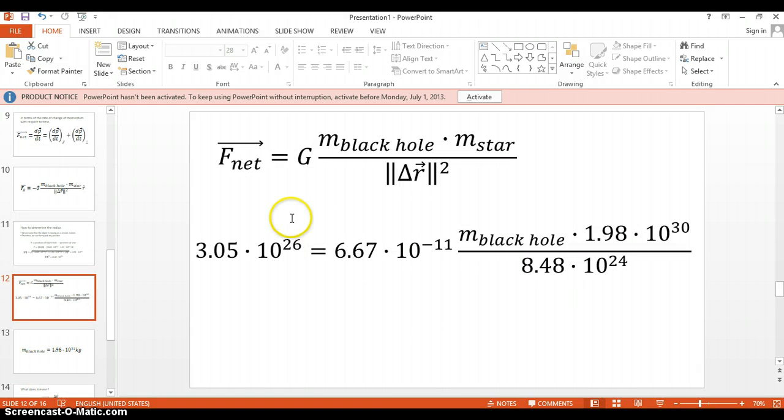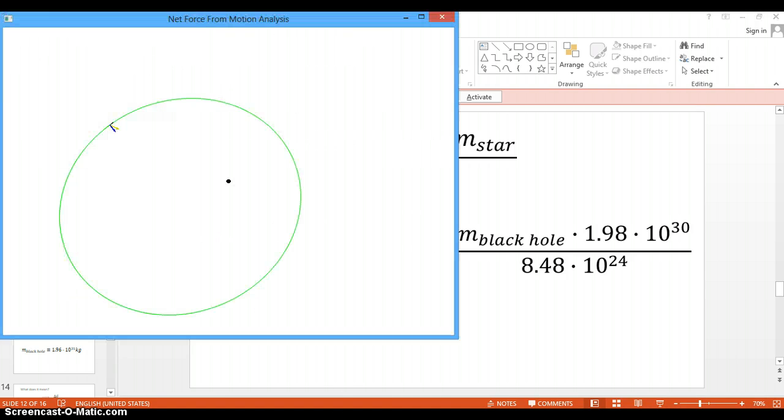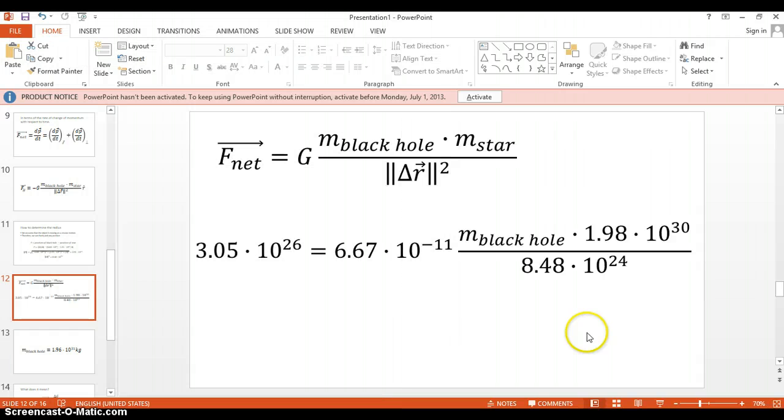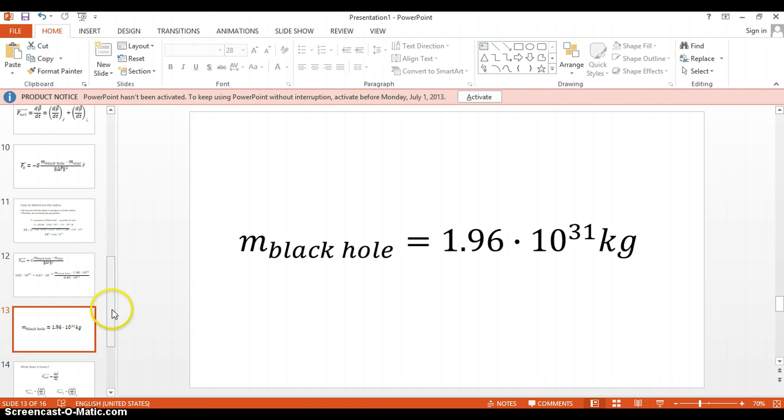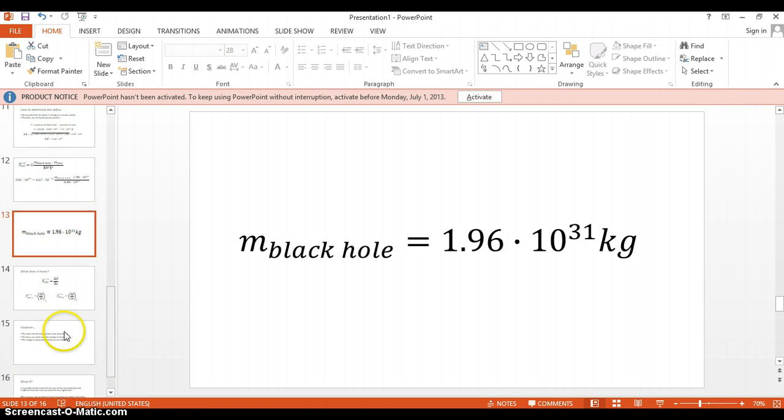Then we plug everything into the equation: the net force, which is the value that we calculated through here, and then the mass of the star, which was already given to us. This is the radius, which we calculated before, and this is the gravitational constant. And then the mass of the black hole that we obtain is equal to 1.96 times 10 to the 31st kilograms. Now, what does it mean, you may ask?